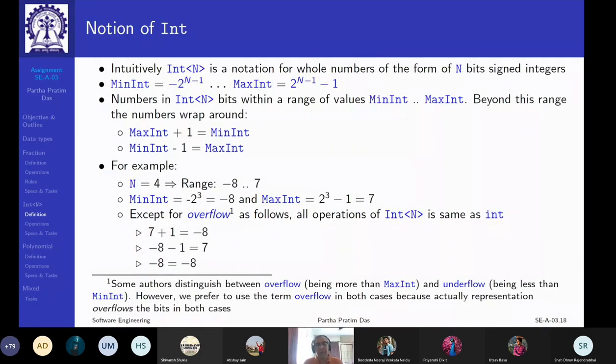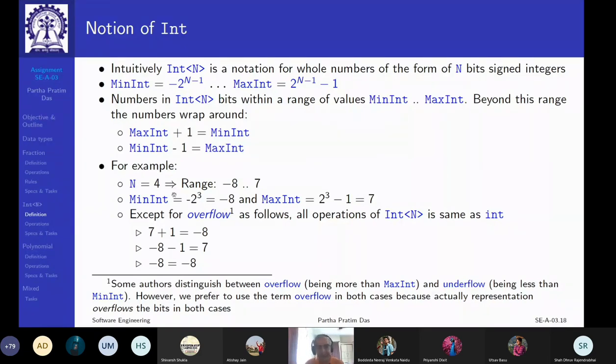So coming to the more concrete of the int type, it has capital N bits. It has a range from minus 2 to the power n minus 1 to 2 to the power n minus 1, minus 1. And beyond this range, it wraps around. So you have the basic arithmetic that maxint plus 1 is minint, and minint minus 1 is maxint.